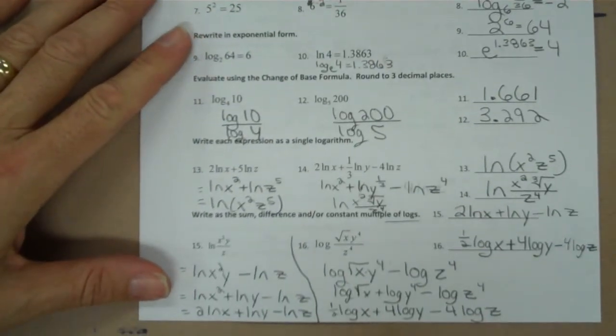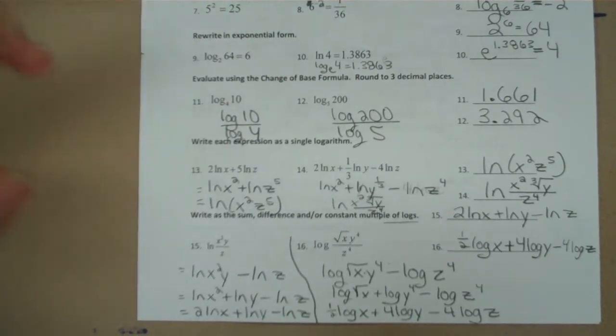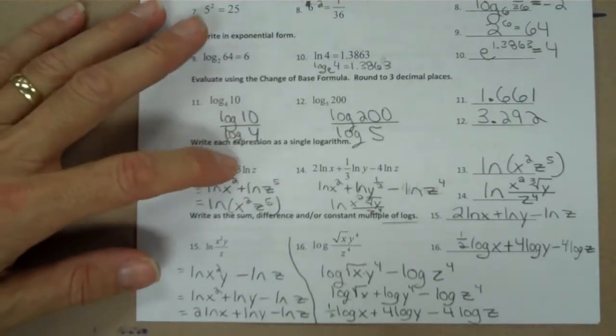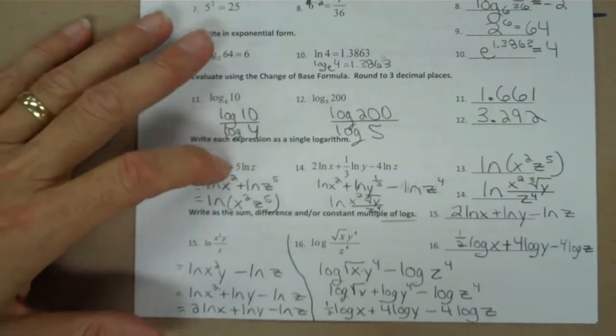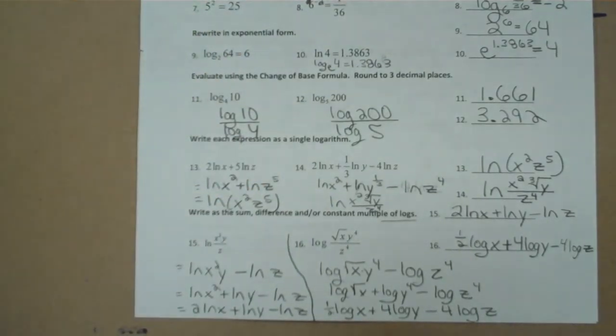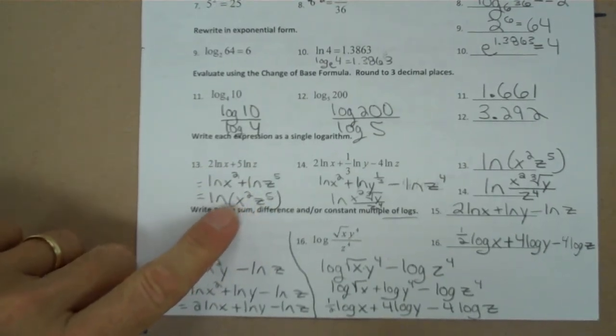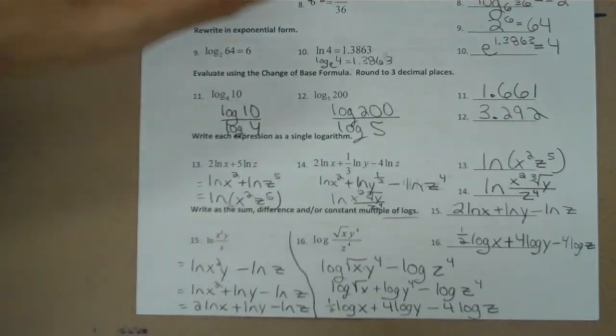13 and 14 is where you want to squeeze them together a little bit using your properties. So the 2 can go out on top as an exponent, and then 5 can go on the z as an exponent, and then there's a plus sign in the middle, so that means we can put them together with multiplication, and that's it. That's all we can do.